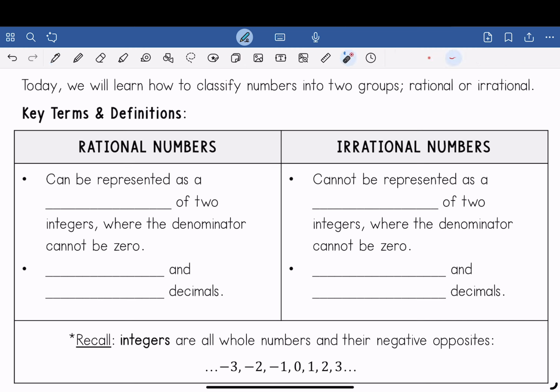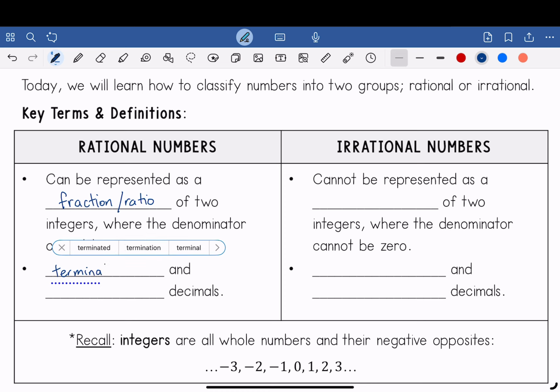Some key terms and definitions we need to first learn before we can identify the numbers are that rational numbers can be represented as a fraction or ratio of two integers where the denominator cannot be 0. So a rational number can also be terminating and repeating.